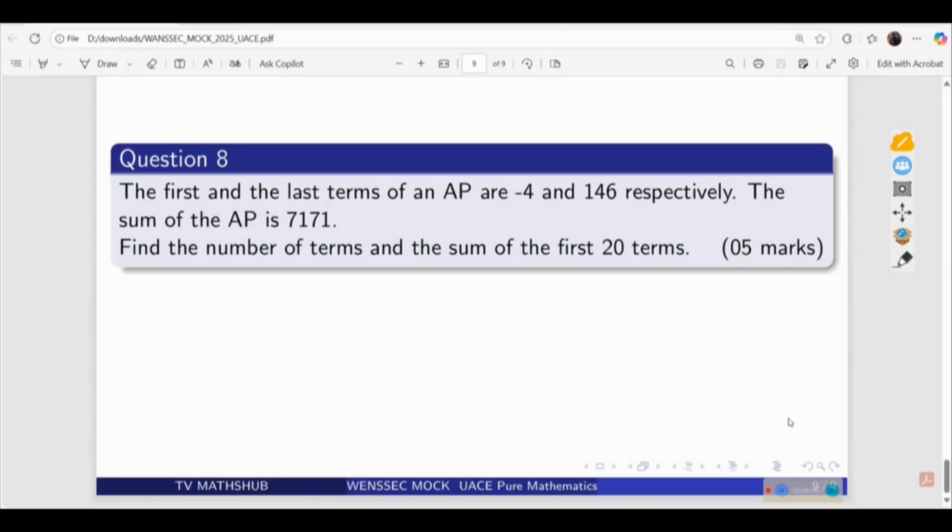Let us now look at question number 8 of the WASSCE mock, which says: the first and the last terms of an AP are -4 and 146 respectively. The sum of the AP is 7171. Find the number of terms and the sum of the first 20 terms, taking 5 marks. Let us look at the solution.